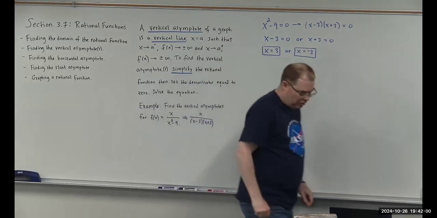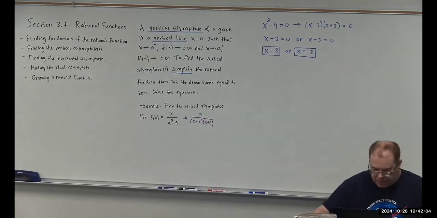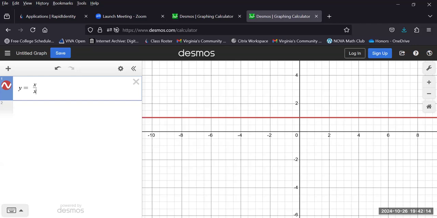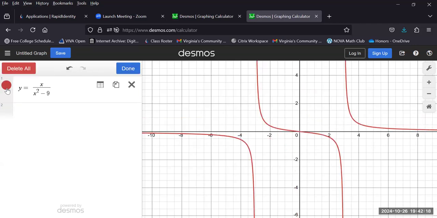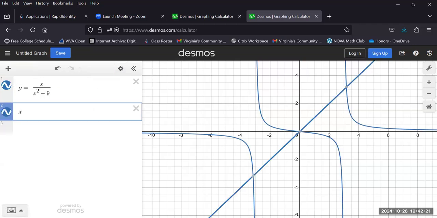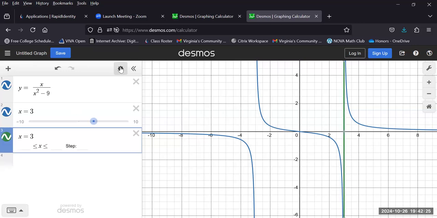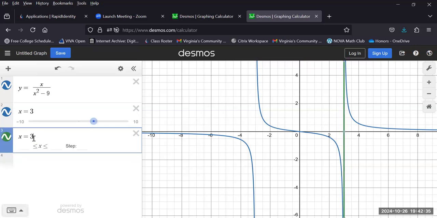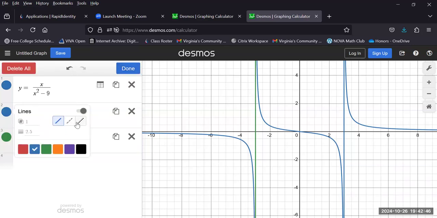And I can show you on the graph here. y equals x over x squared minus 9. Normally when we plot these, even though they are vertical lines, we sometimes indicate them with a hyphenated line, just for better visual effect.